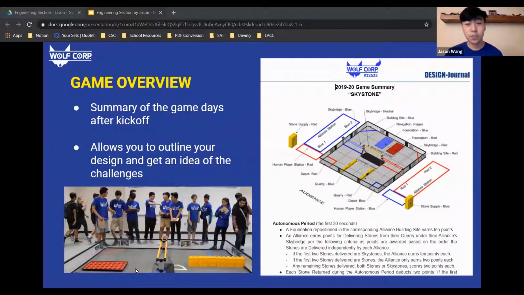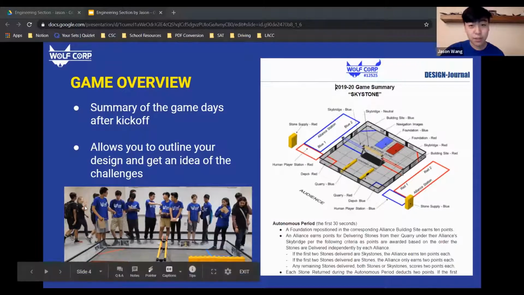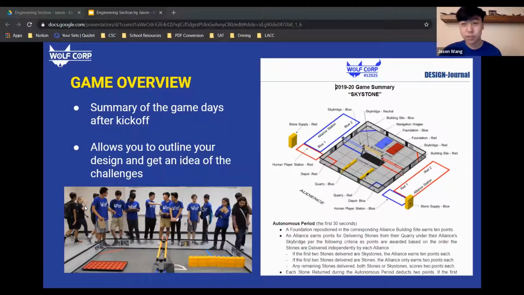For our team, we started off our engineering section with an overview of the game. After kickoff, we summarized the entire game using a picture of the field and talked about what needed to be done during the autonomous, teleop, and endgame period. This allowed us to deepen our knowledge of the game and set up a general outline of our design. So as you can see here, we included a picture of us at kickoff, where we visited the field for the first time and where we brainstormed ideas to tackle the Skystone challenge.